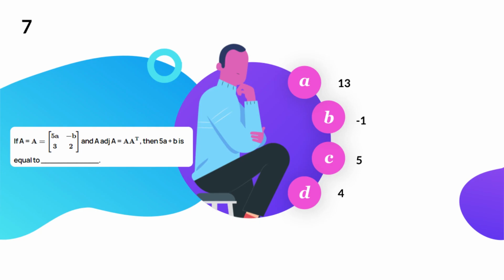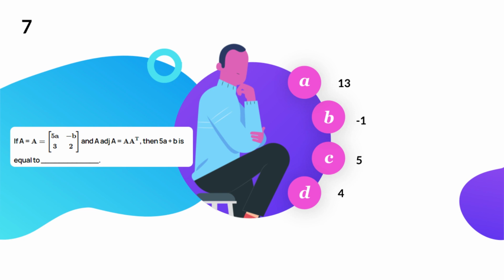Now we come to our seventh question. It is a question from JEE Mains 2016. It is given that A is a square matrix, A is equal to the matrix with entries 5a, minus b, 3, 2, and A adjoint A is equal to A into A transpose. Then 5a plus b will be equal to, and we have four options A, B, C, D. Let us solve this and see how we can approach this sum.